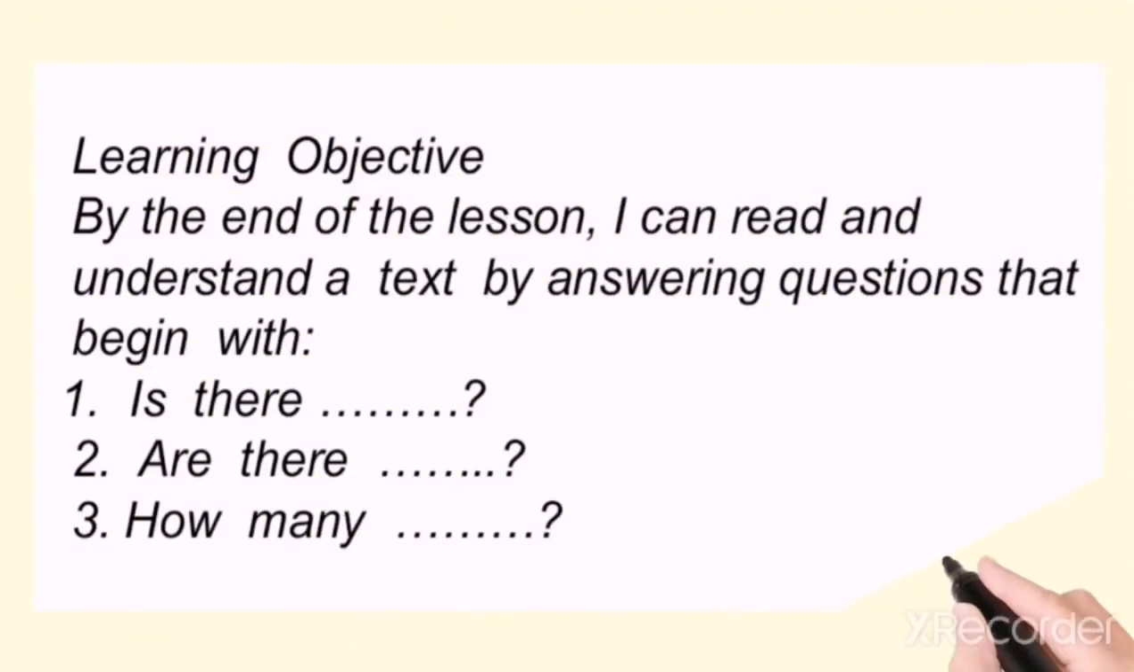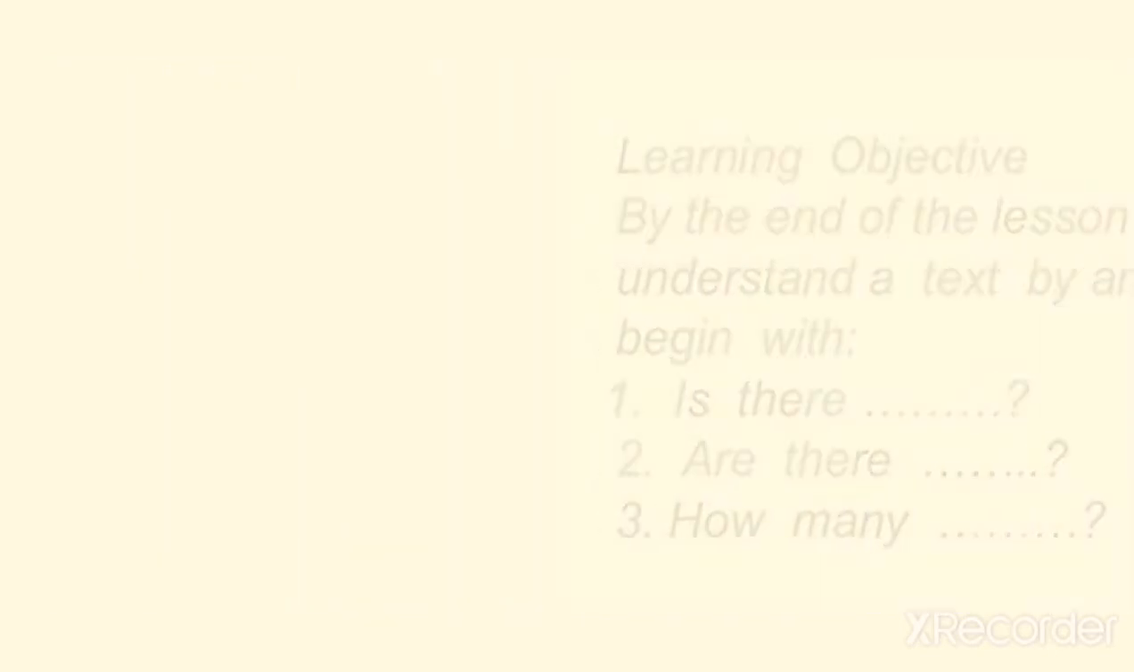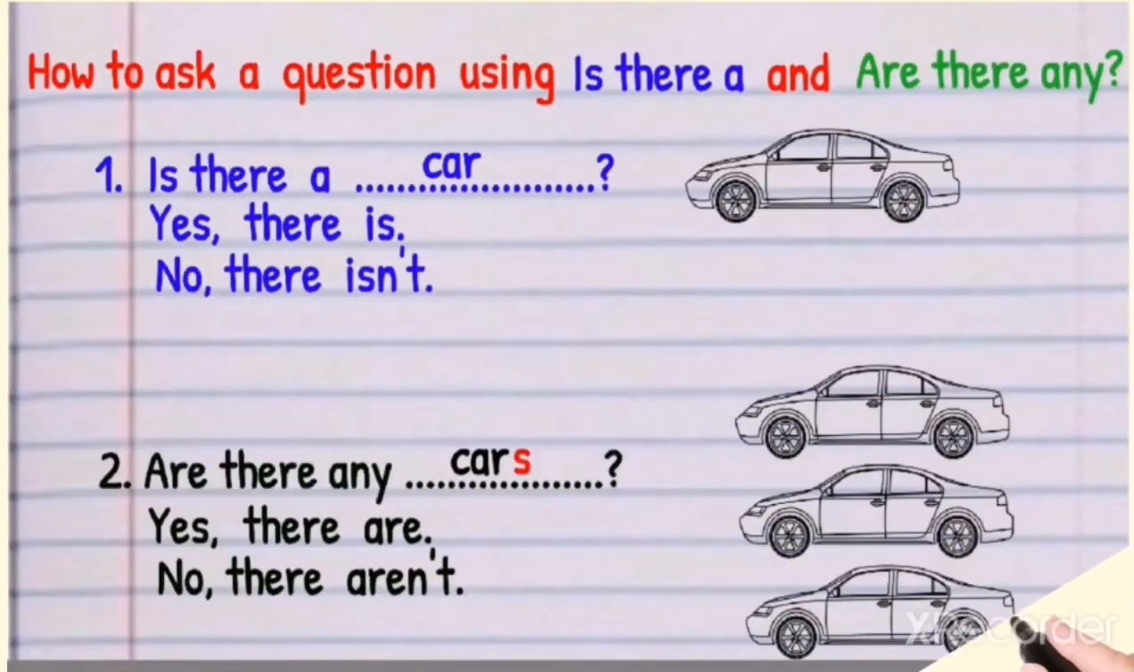Now, let's take a look at the learning objective. By the end of the lesson, I can read and understand a text by answering questions that begin with is there, are there, and how many. Now, do you know how to ask a question using is there a and are there any? Let's say you want to ask about one object, a singular object, okay? Let's say a car, for example. Then you can start with is there a car? And the response will be either yes, there is, or no, there isn't.